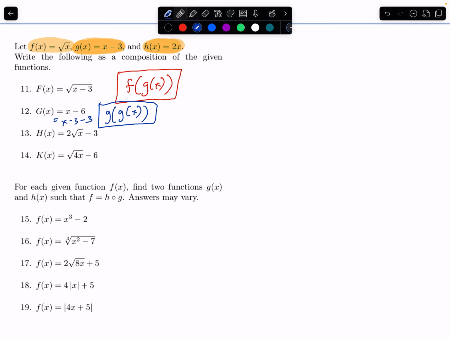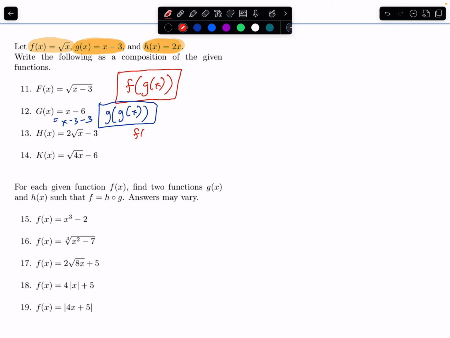Okay, now number 13. Looking at what I have here, I've got a square rooting going on, a doubling going on, and a subtracting 3 going on, and it looks like in that order. Think about the order of operations. What's happening first, second, and third? The first thing that should happen should be the innermost function. So square rooting would happen first, then timesing by 2, and then subtracting 3. So let's write it in that order.